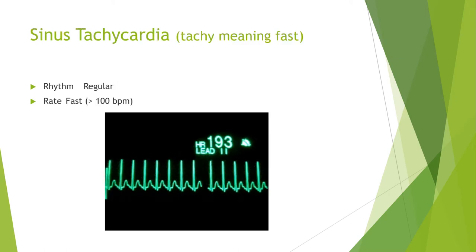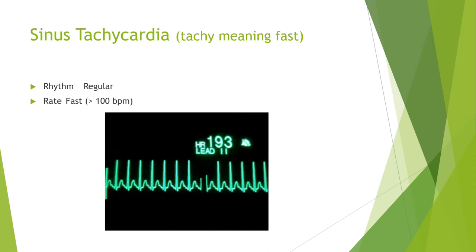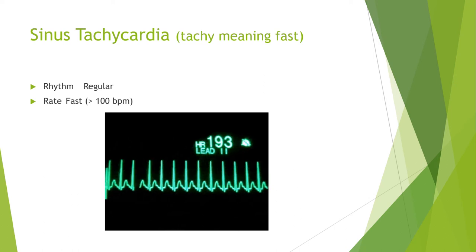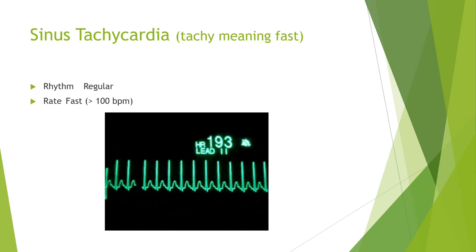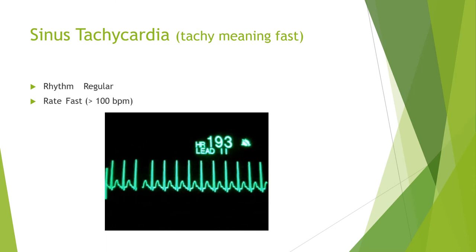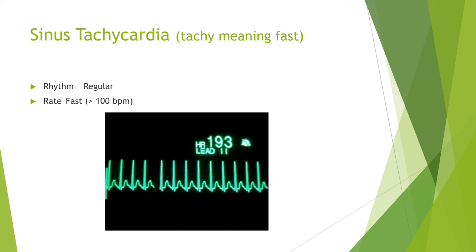In sinus tach, tachy meaning fast, there's a P wave for every QRS. It's regular, but it's going to be over 100 beats a minute. So tachy just meaning fast, and cardia meaning heart. Sinus saying that it's in the SA node. So sinus, tachy, cardia. Sinus generation, and it's a fast heart.